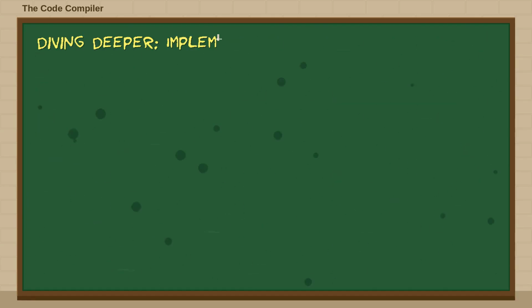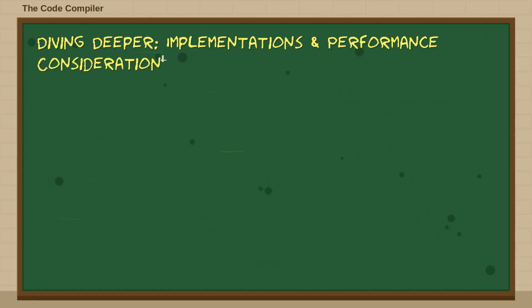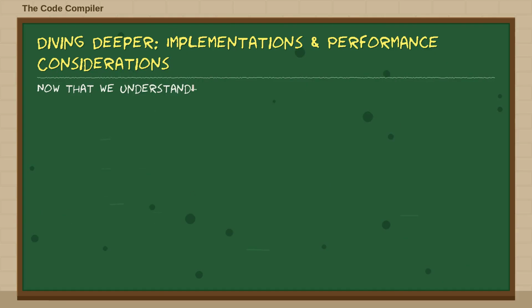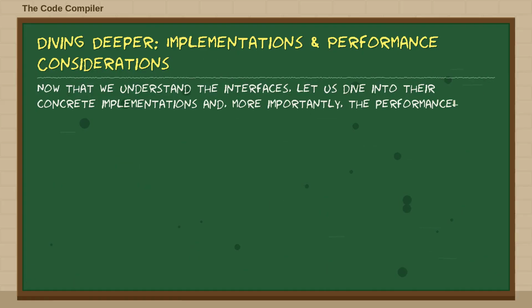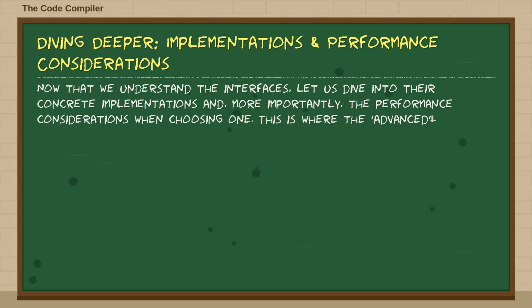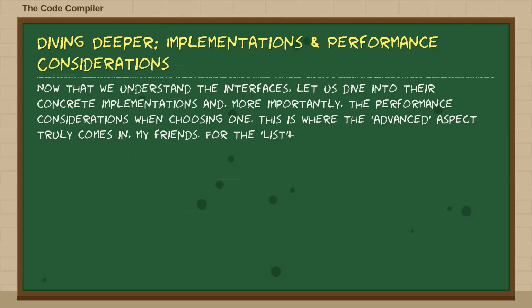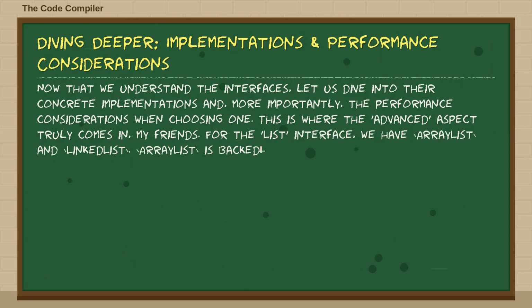Now that we understand the interfaces, let us dive into their concrete implementations and, more importantly, the performance considerations when choosing one. This is where the advanced aspect truly comes in, my friends. For the List interface, we have ArrayList and LinkedList.